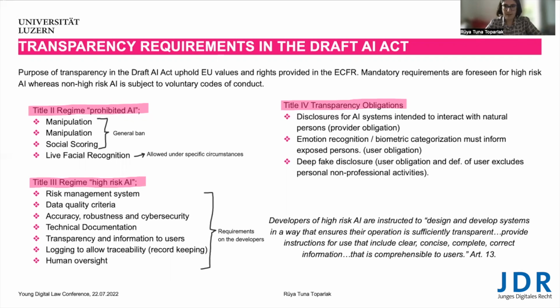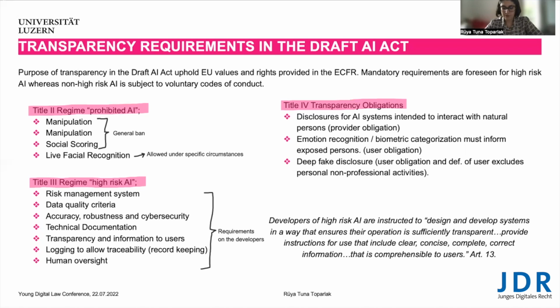Title 4 here, like I said, is the transparency obligations that are applicable to the limited risk group. And here we see two user and one provider obligation. The provider obligation here is the bot disclosure, which is disclosing that the user is interacting with an AI system. The second is an obligation put on the user, and that is informing the exposed persons of the use of emotion recognition tools and the biometric categorization process, which would already be covered in the GDPR. And lastly, we come to the deepfake disclosure. And here the definition of user excludes personal activities.